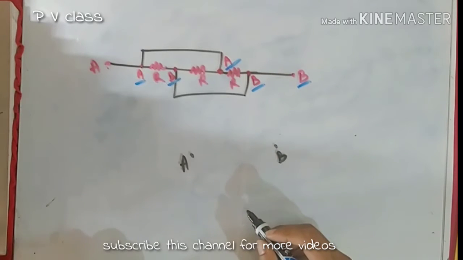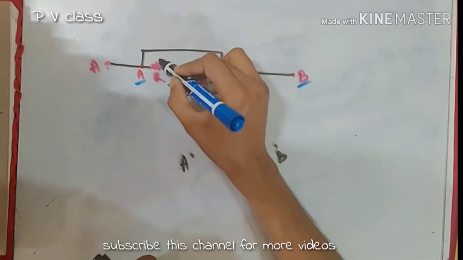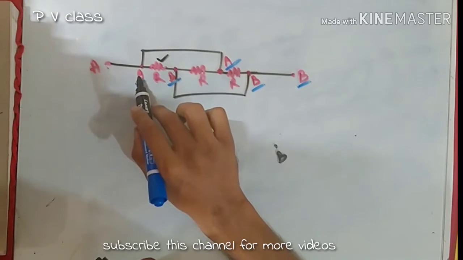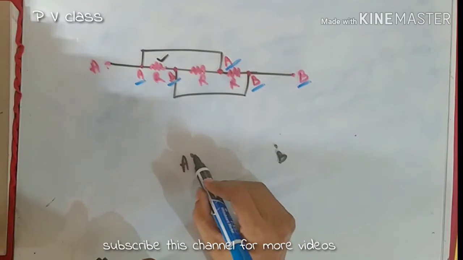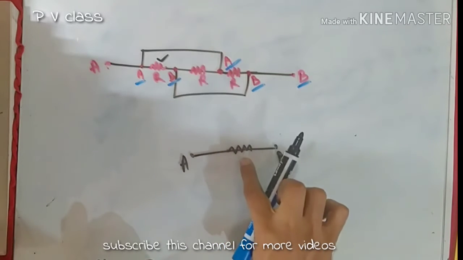Then between the A and B, we are redrawing the resistors. Let's consider this resistor initially. That resistor is between A and B. Therefore, I am drawing that resistor. This resistor is our this resistor.